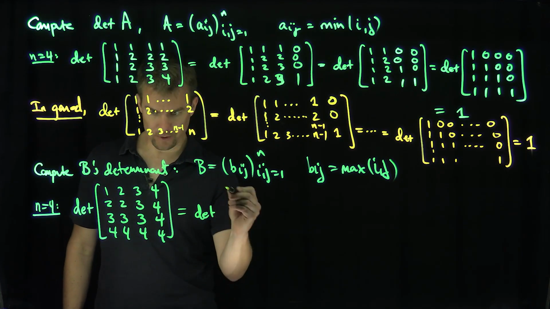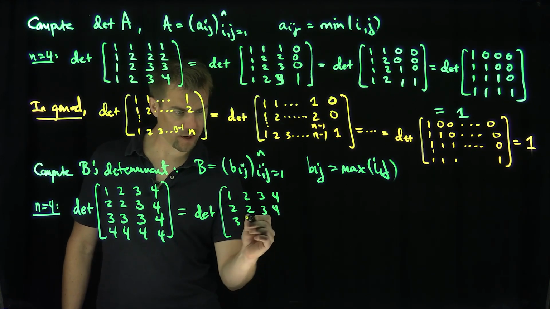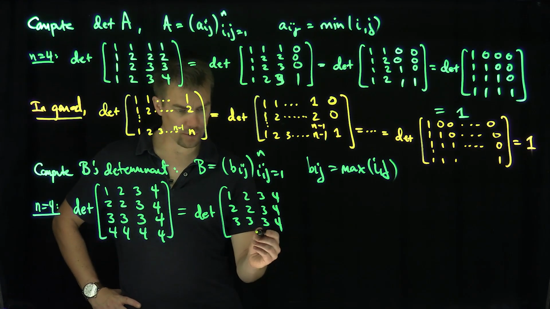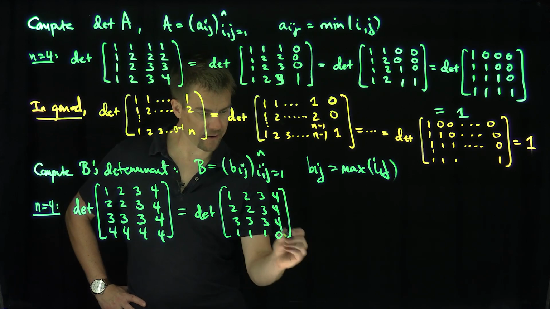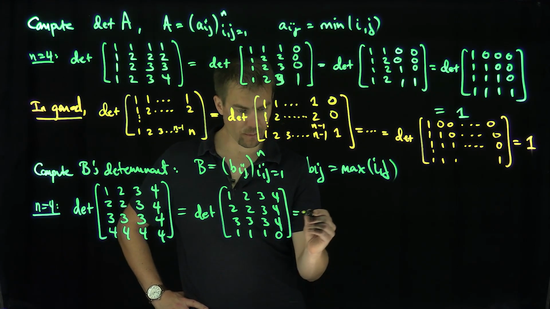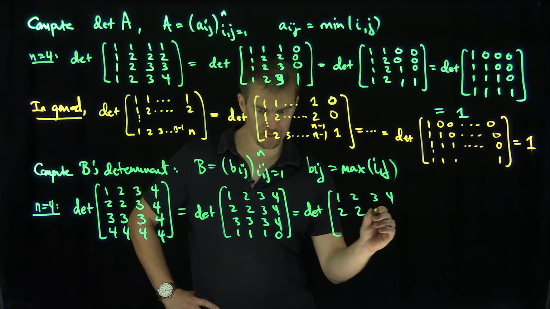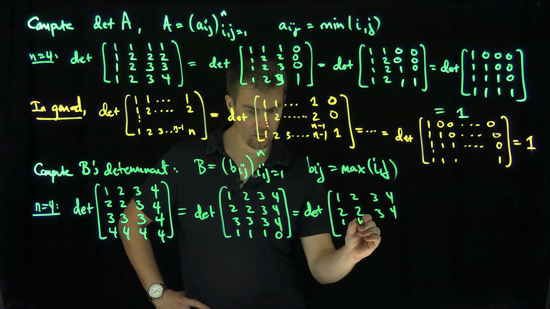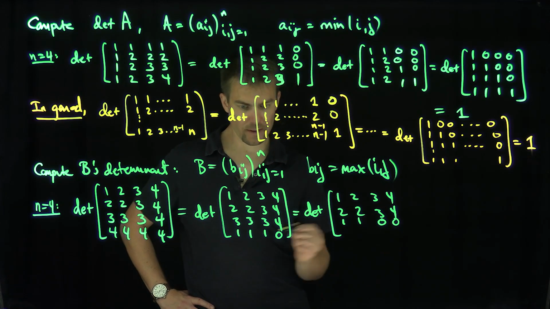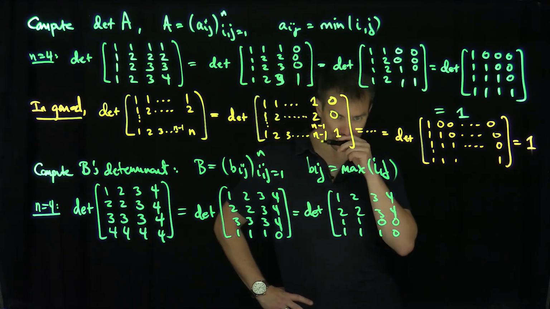The determinant of 1, 2, 3, 4, 2, 2, 3, 4, 3, 3, 3, 4. Then subtract the third row from the fourth row. This is going to turn into 1, 1, 1, 0 like that. Excellent. Then I'm going to subtract the second row from the third row, giving 1, 2, 3, 4, and then 2, 2, 3, 4, and then 1, 1, 0, 0, and then 1, 1, 1, 0, like so.